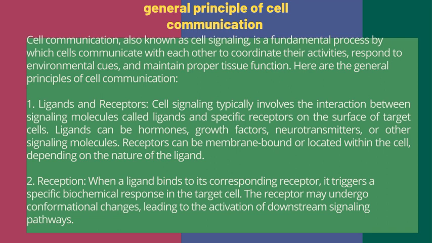Ligands can be hormones, growth factors, neurotransmitters, or other signaling molecules. Receptors can be membrane-bound or located within the cell, depending on the nature of the ligand. Second, reception. When a ligand binds to its corresponding receptor, it triggers a specific biochemical response in the target cell. The receptor may undergo conformational changes, leading to the activation of downstream signaling pathways.